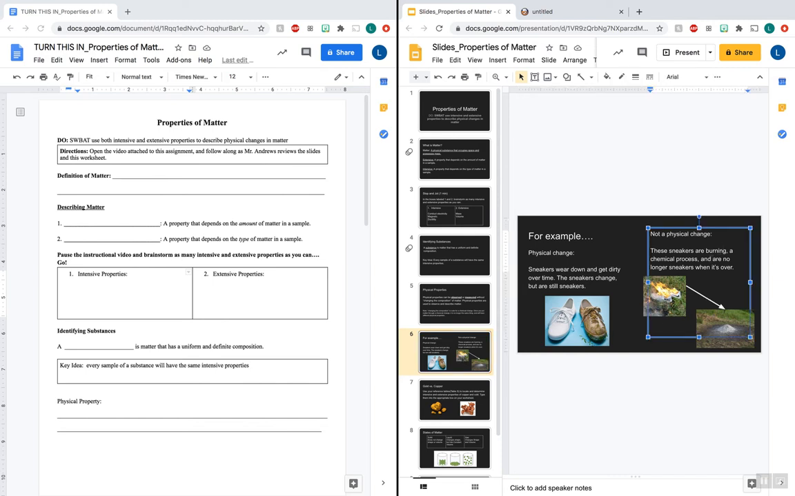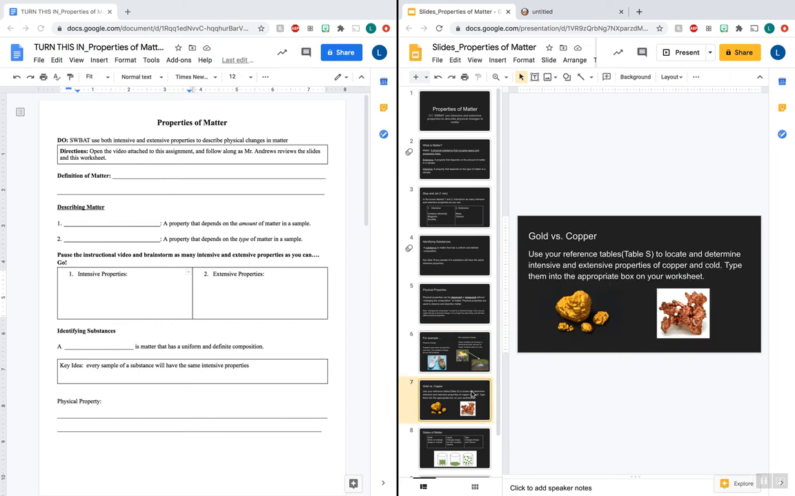A non-physical change would be like if you took those sneakers and you lit them on fire. Yes, initially they still look like sneakers, but when you're done burning that pair of sneakers, they're no longer sneakers. That's a pile of ash. It's a different substance. It's not the same thing. It has different properties from the original thing that we were looking at.